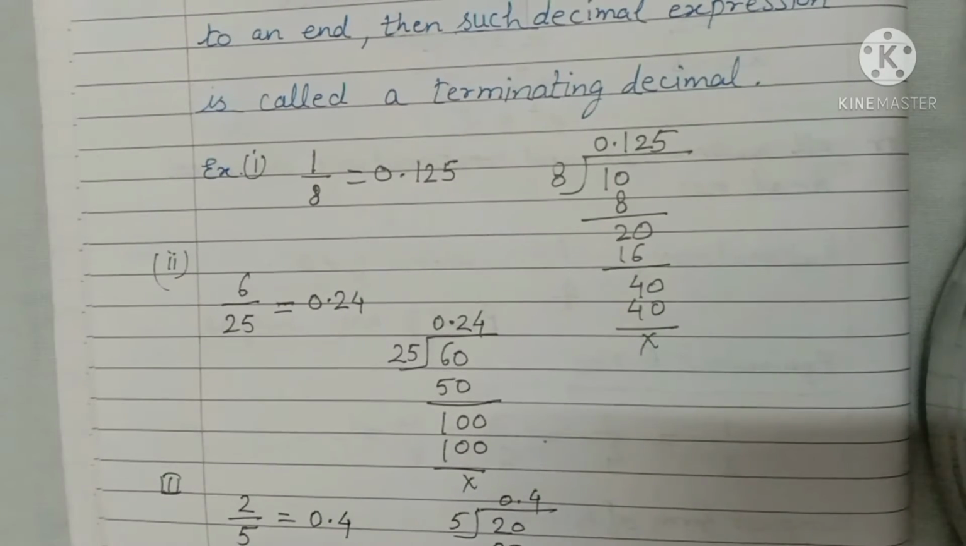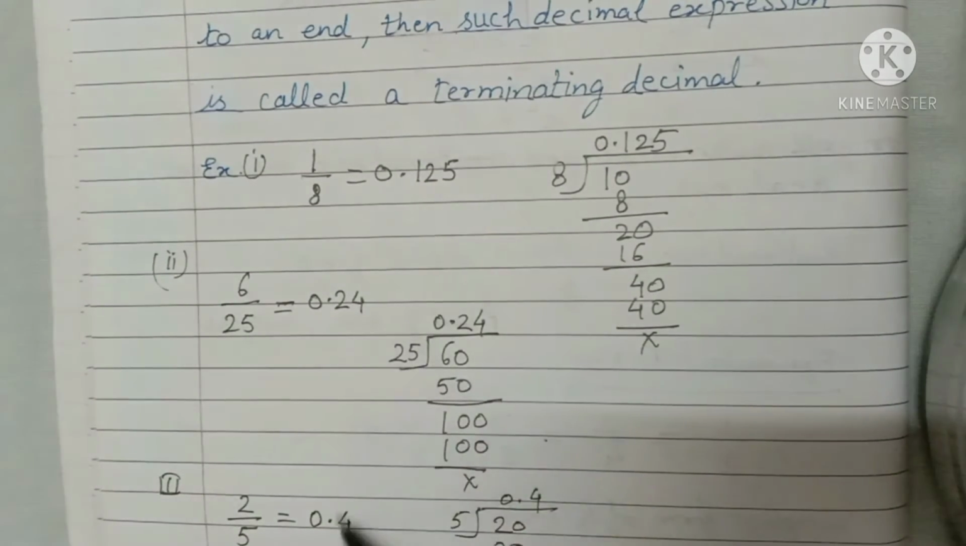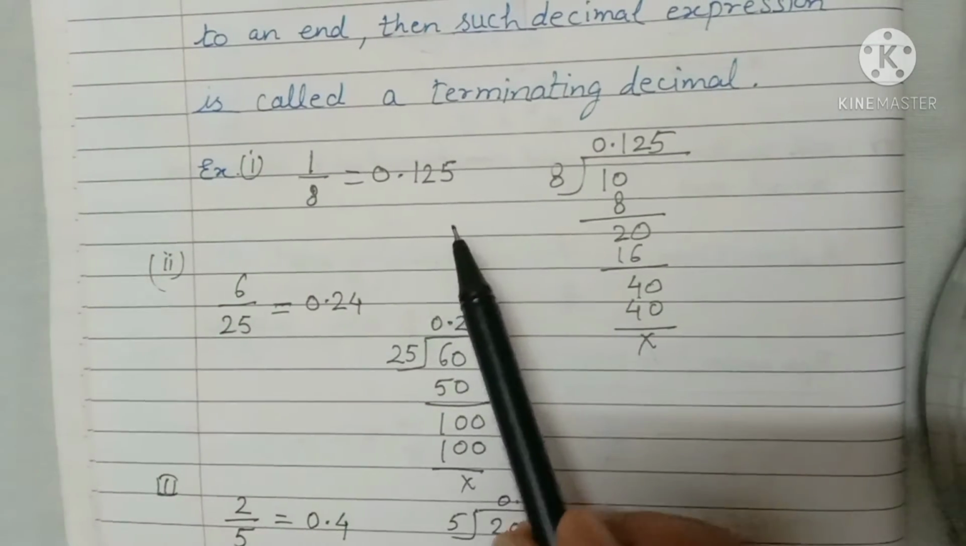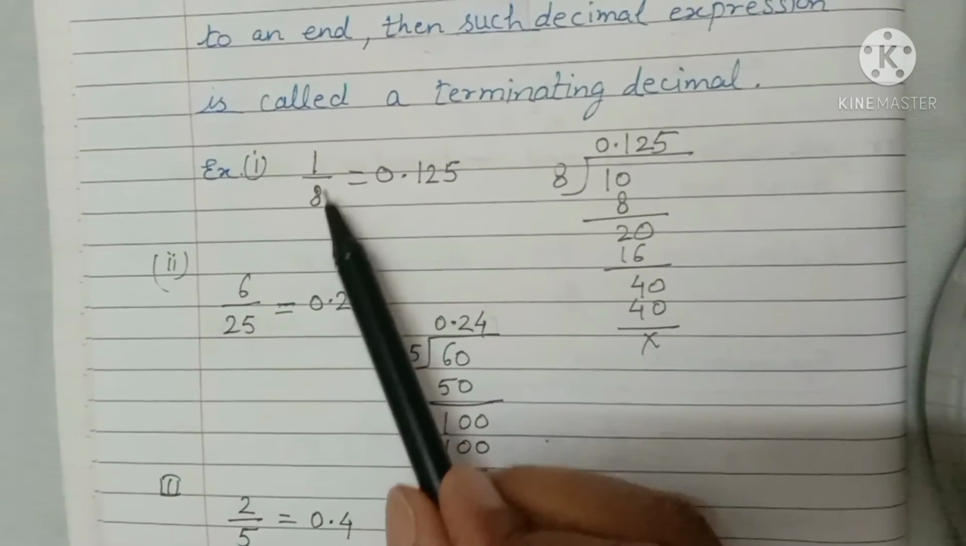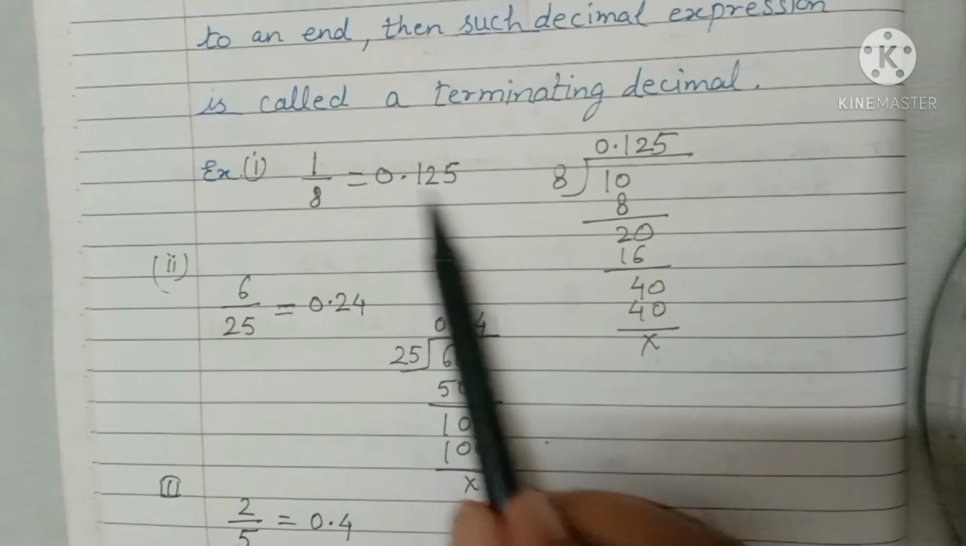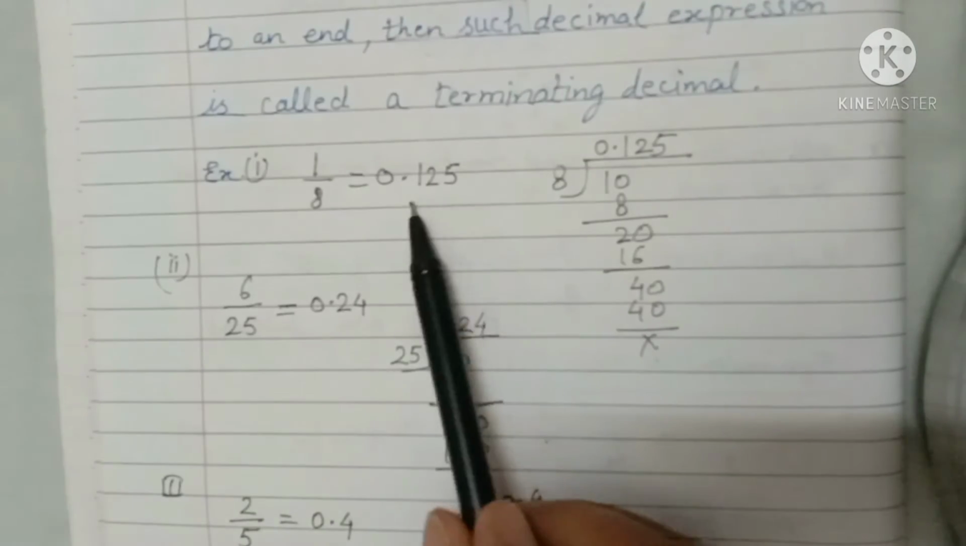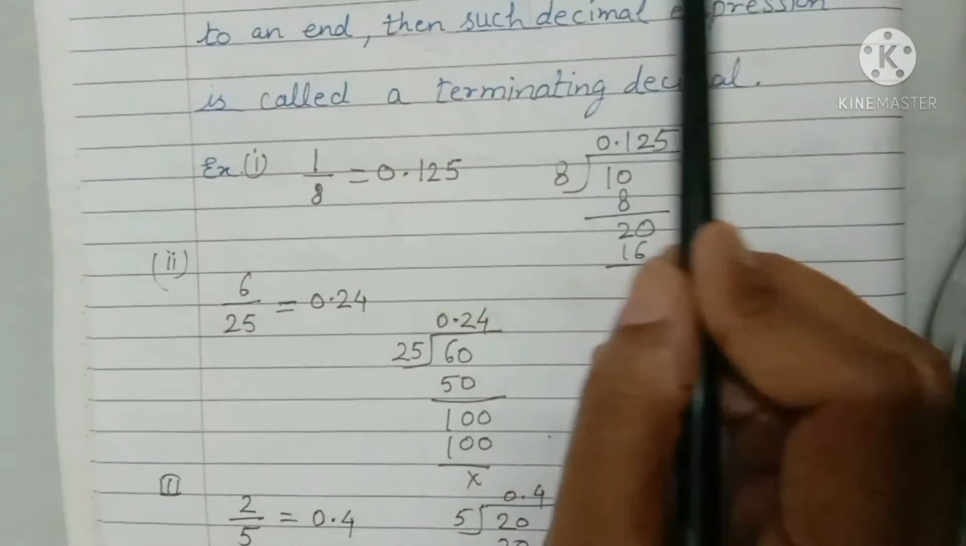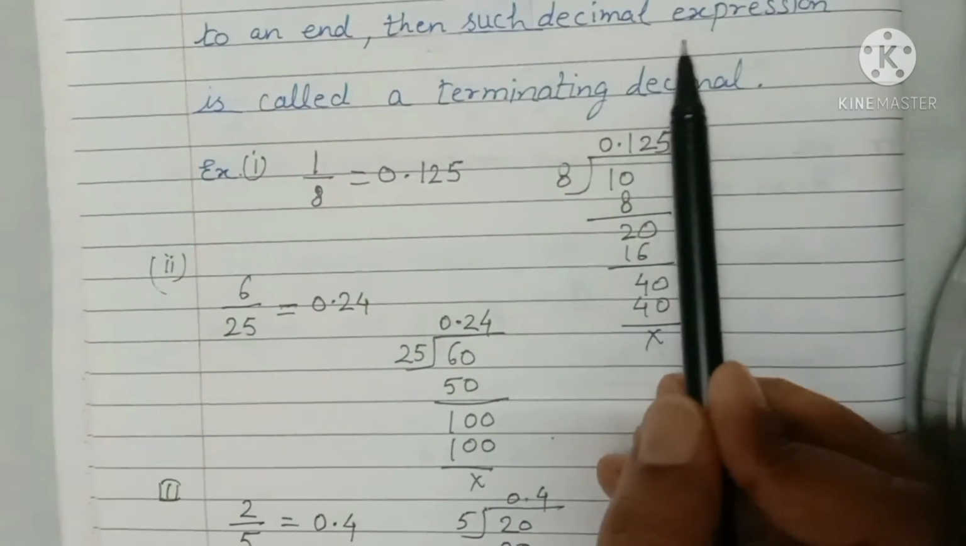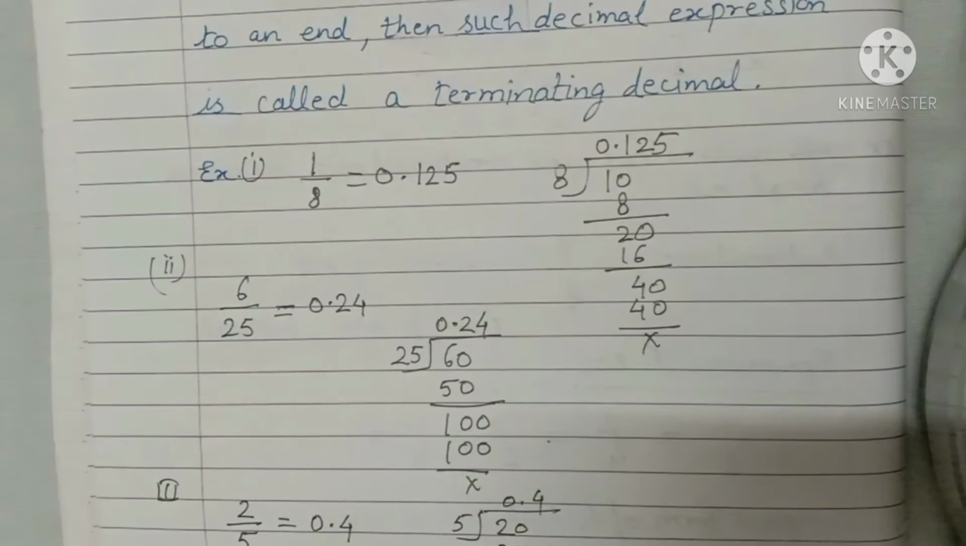This becomes 0.4. All three examples show that a rational number in the form p upon q comes to an end when it is expressed in decimal expression. So the definition is proved with the examples.